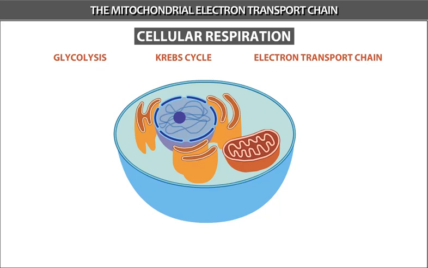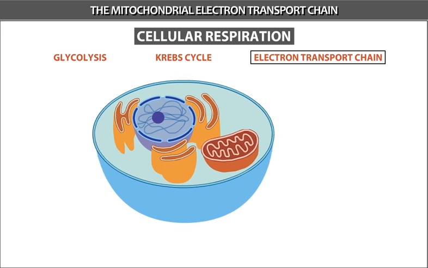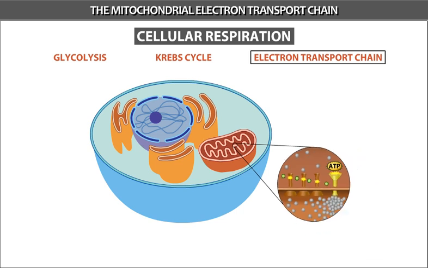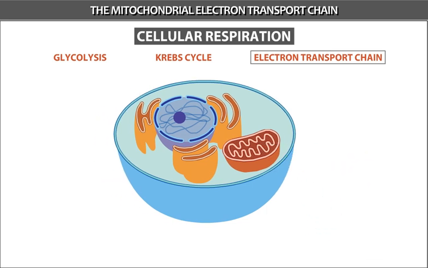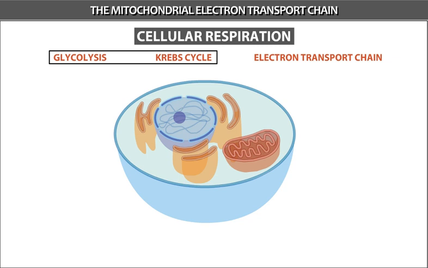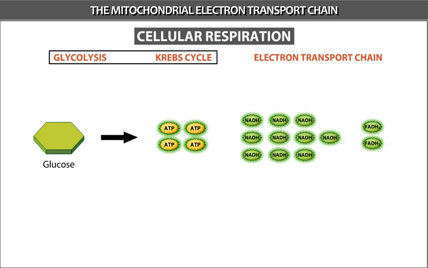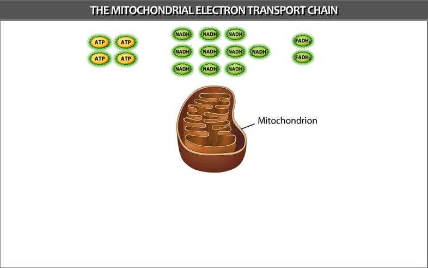The last step in cellular respiration, called the electron transport chain, takes place in mitochondria. This step is essential for producing enough ATP for animals and many other organisms to survive. The first two steps in cellular respiration, glycolysis and the Krebs cycle, produced a small amount of ATP from the breakdown of glucose. These steps also produced NADH and FADH2 molecules.